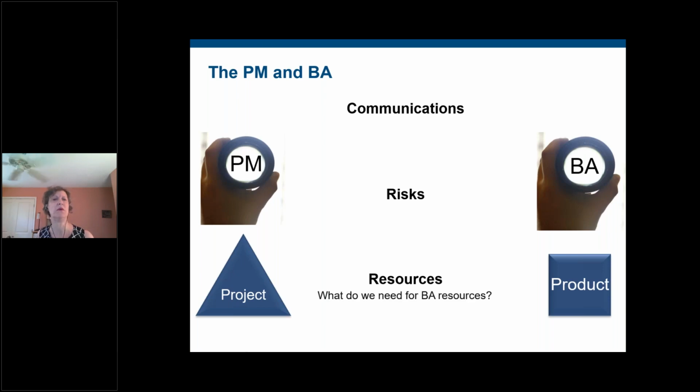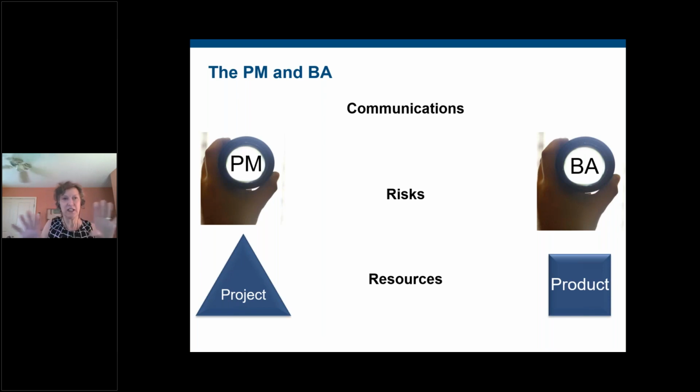What about resources? What do we need for BA resources? It's going to be a BA thing. What do we need for project resources? That's a project manager's concern. How are we going to work with the PMO, project management office, or center of excellence, or whatever we have? We're probably both going to have to answer that. Maybe we've got a BA center of excellence, for example. That's something that we're both going to need to think about.